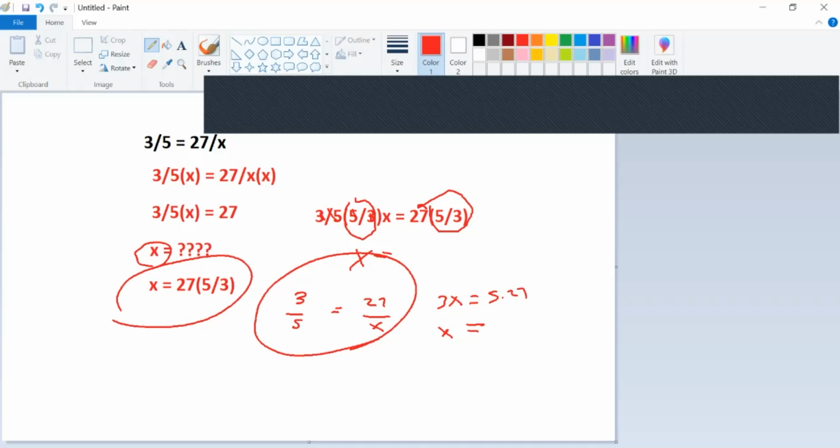Yep, that's all. But like Emily just said, wouldn't it be easier just to cross multiply? Yeah, okay, it is easier. Please cross multiply. Yeah, I would just go 5 times 27, and that would be the top number, and divide it by 3. You can go ahead and cross multiply.